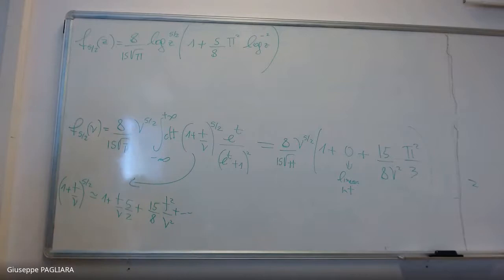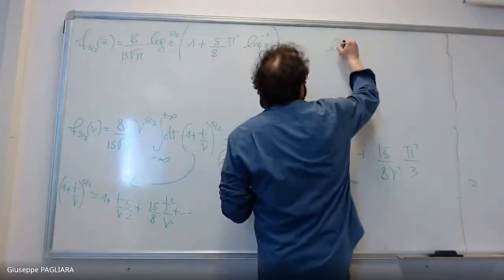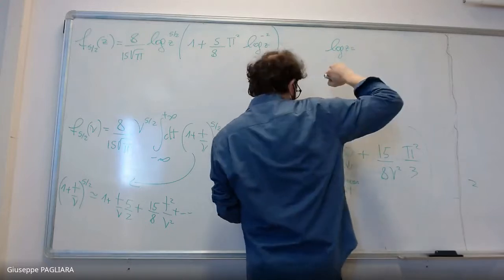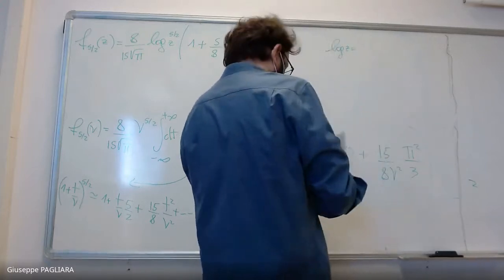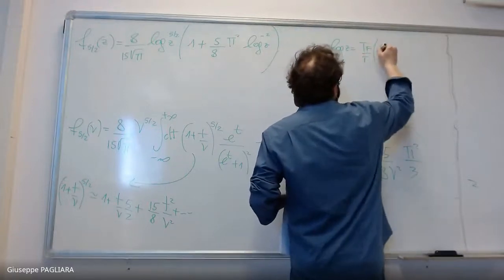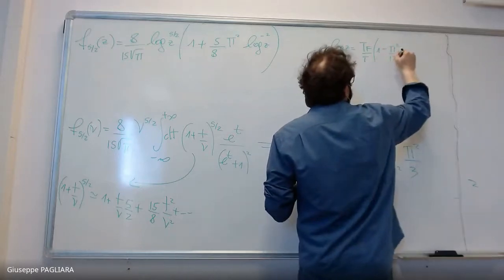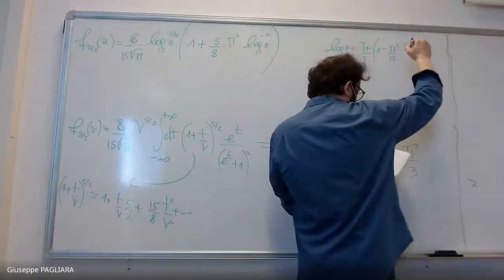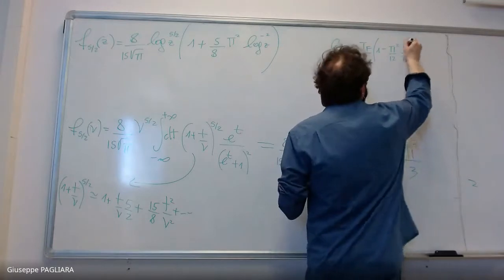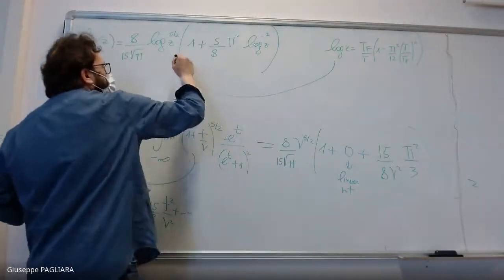Good. So now the thing is that we need to substitute, instead of log of z, the expression that we had before. So the log of z is equal, as I wrote before, to T_F divided by T, 1 minus pi squared divided by 12. Yeah, that's correct. So I have to take this here and substitute it here.